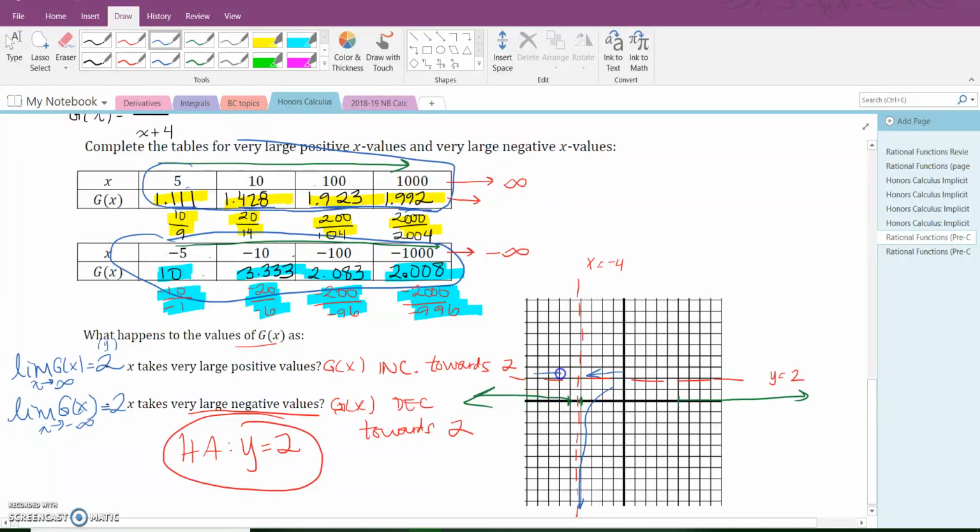And then as we approach -4 from the left, our y values got really, really big. As x is approaching infinity, our y values increase towards 2. And as our x approaches -infinity, the y values decrease towards 2. Like that.